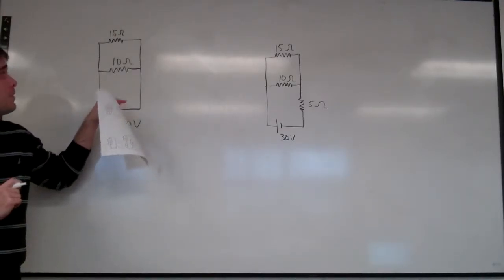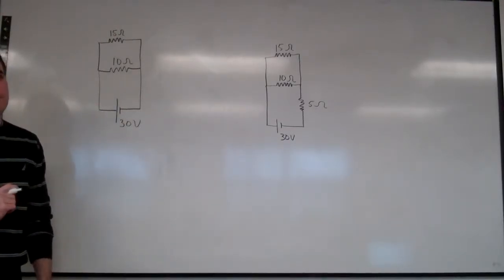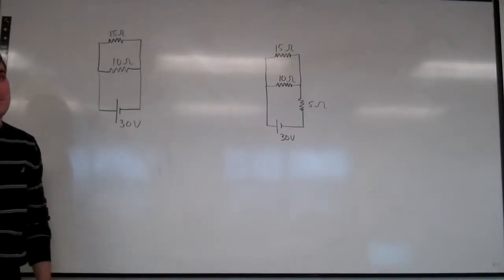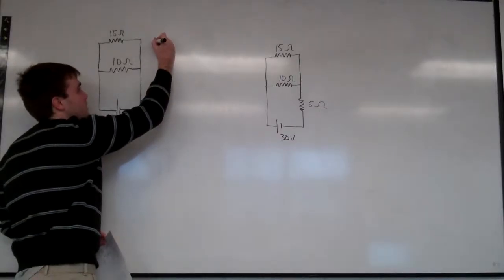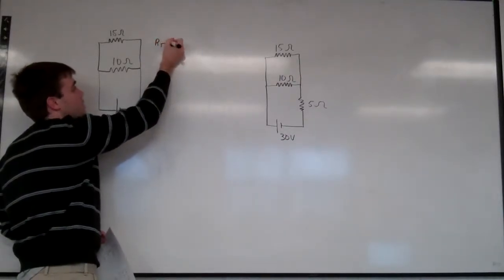Alright, so how do we find the total resistance of this? 1 over 10 plus 1 over 15, reciprocal of that. Yes. So what's that equal? 6.